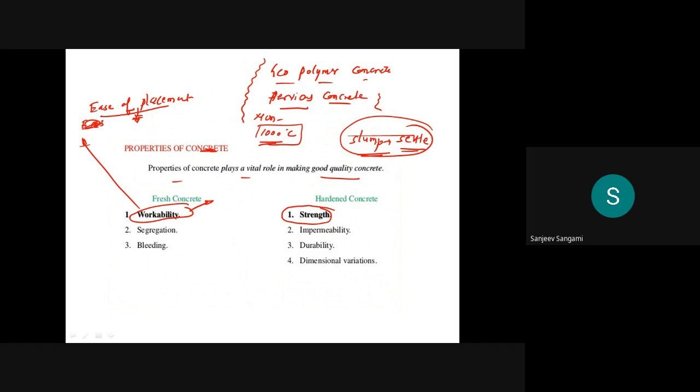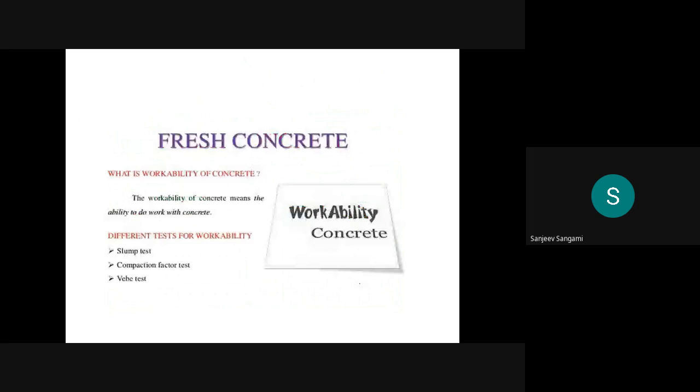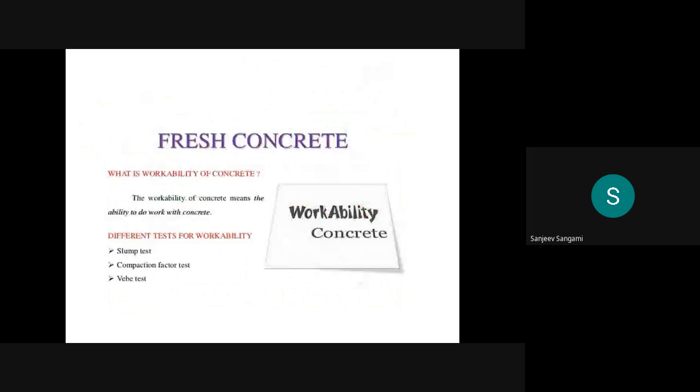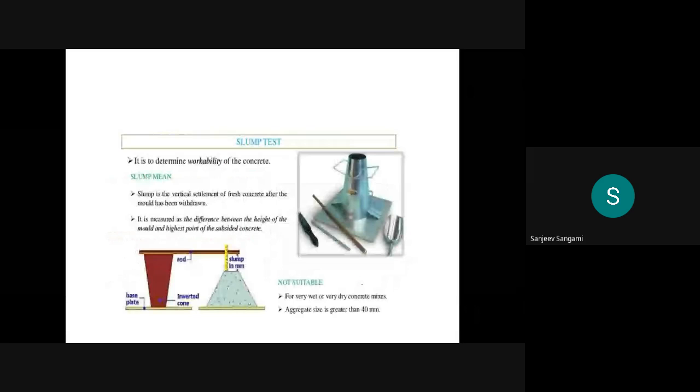When you say it is hardened, once it is cured for 7 days, 14 days or 28 days, it has to give its strength as per the norms given by the board. Then segregation, bleeding, impermeability, durability, and dimensional variations, all these things you have to maintain in the properties of concrete. Workability of concrete means the ability to work with the concrete, that is for the placement. This has to be tested using the slump test, compaction factor test, and vee-bee test.